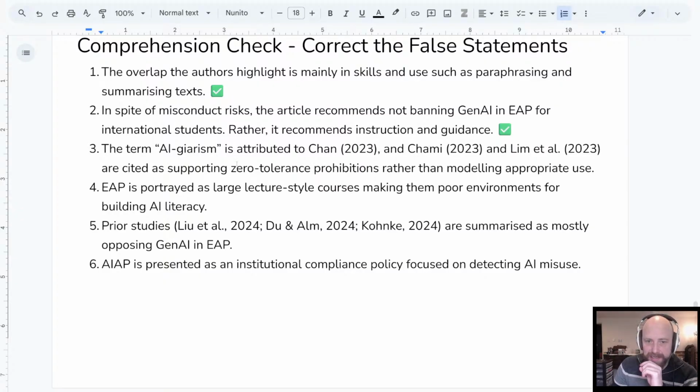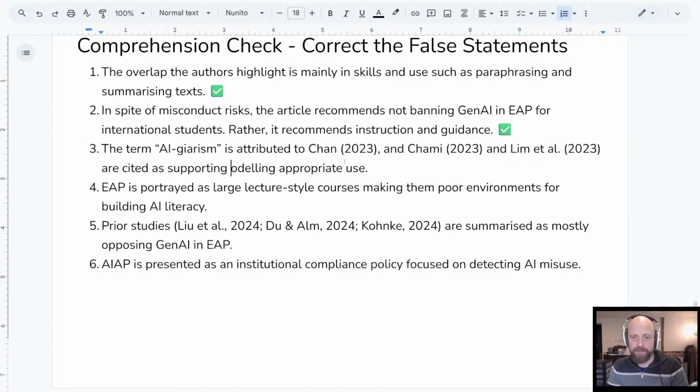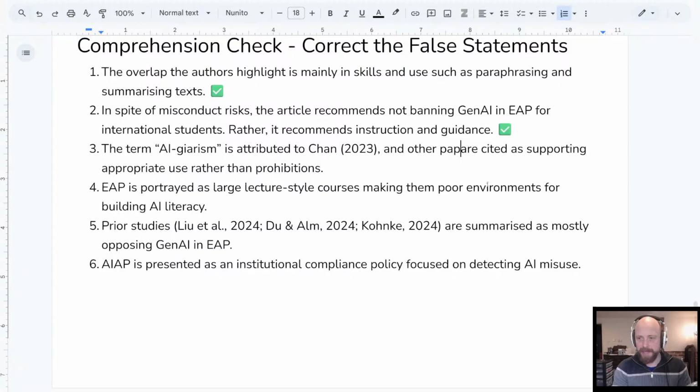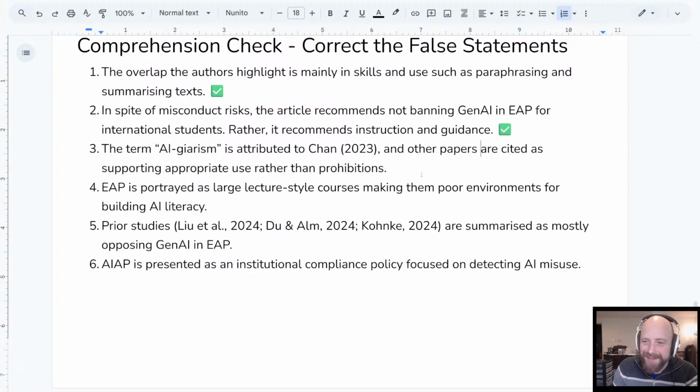And Chami and Lin are cited as supporting zero tolerance prohibitions rather than modeling appropriate use. No. They're cited as supporting appropriate use rather than prohibitions. I don't know if it was Chimmy and Lim, so I'm going to say, and other papers. Okay.